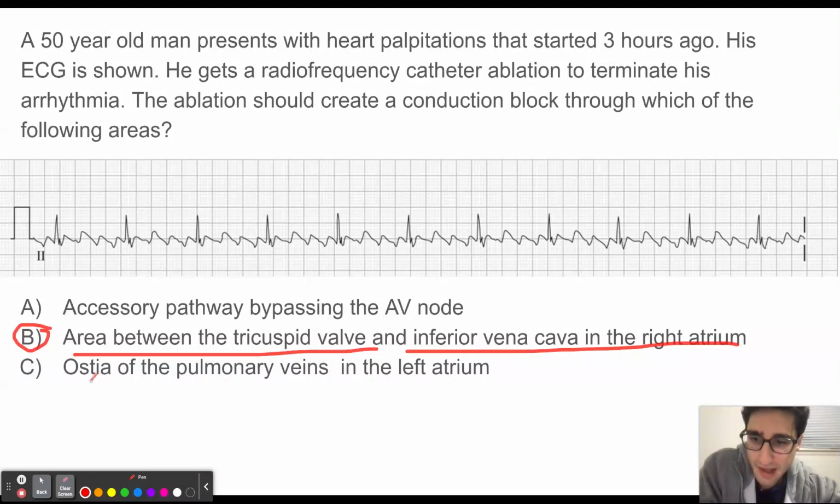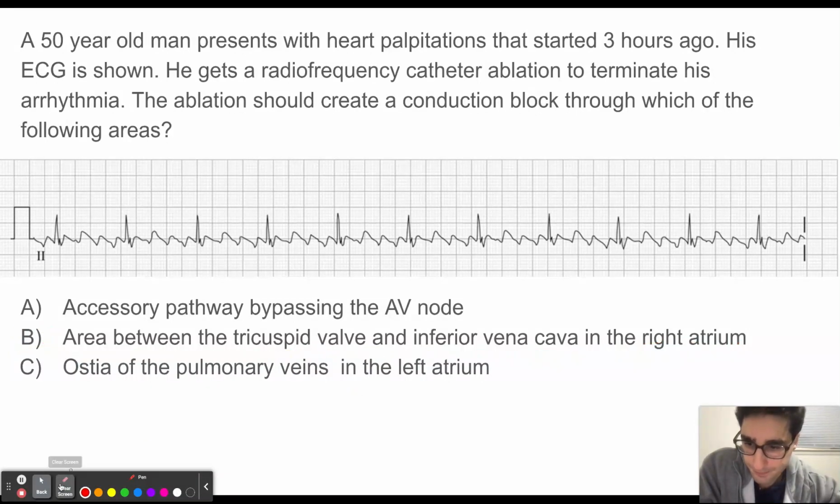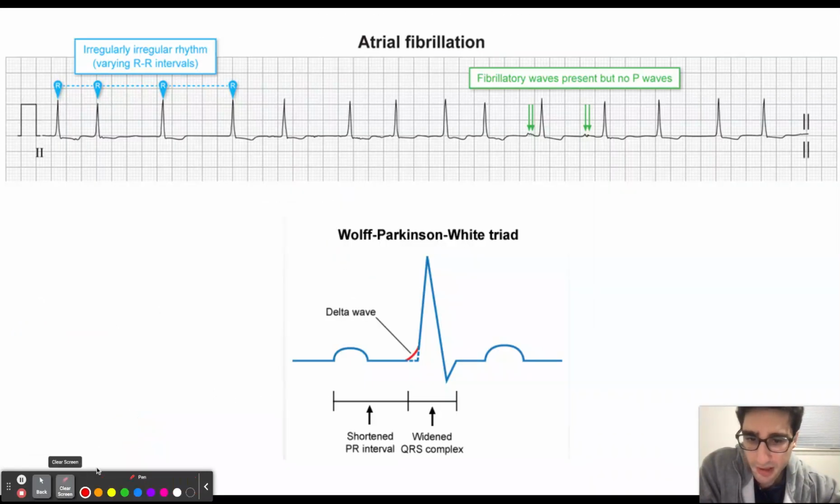Answer choice C is ostia of the pulmonary veins in the left atrium. Pulmonary vein ostia is going to be the origin for atrial fibrillation. Atrial fibrillation is going to have the characteristic EKG findings of regularly irregular intervals, as well as an absent P wave, as well as varying RR intervals.